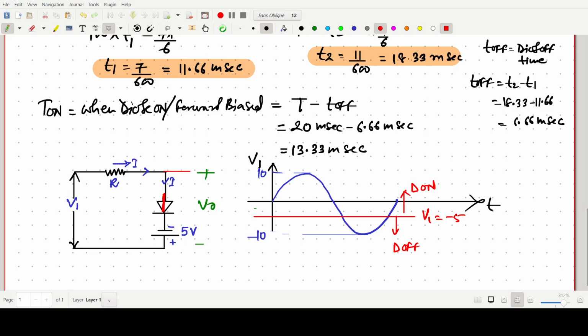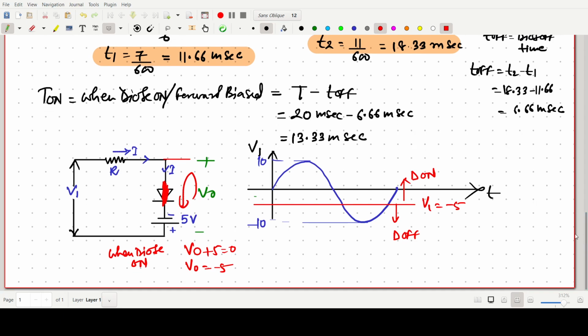When the diode is on, we apply Kirchhoff's voltage law. So with the diode on, what is the output value? Applying KVL, V naught plus 5 equals 0. So V naught equals minus 5 when the diode is on.